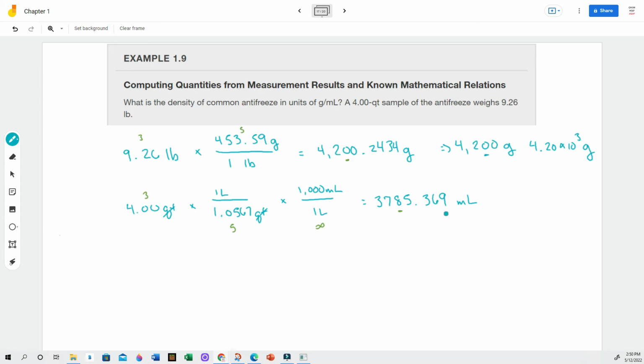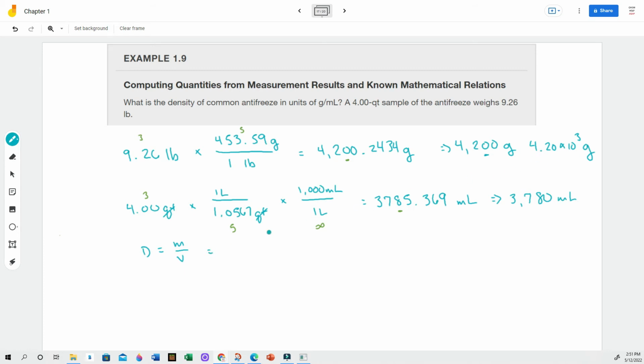So what I'm going to do is I want to make sure that I have an even number to the left of the 5. The 8 is already even, so I am just going to keep it. So this is going to round to 3,780 milliliters. Now to calculate my density, of course, is just mass divided by volume.